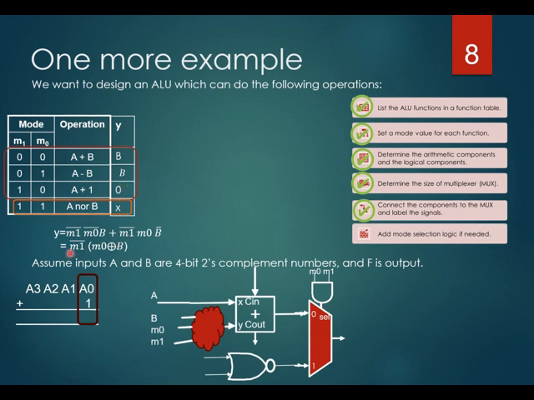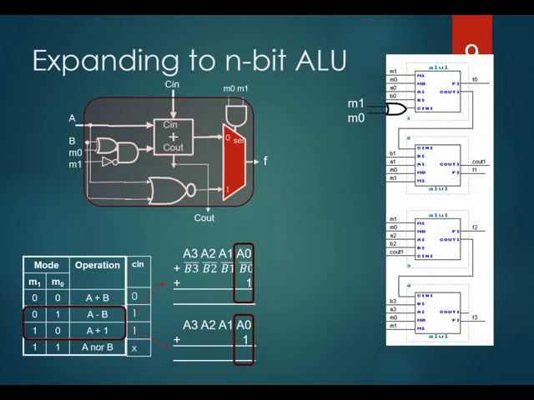At the end you simplify the equation, and you get M1 bar and the XOR of M0 and B, as illustrated here. Don't forget the labeling: label A and B, label carry in, carry out, and result. With this, you complete the design of the ALU slice.